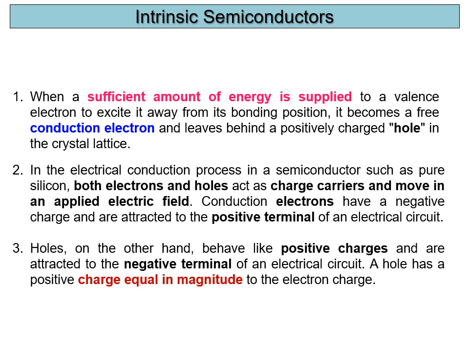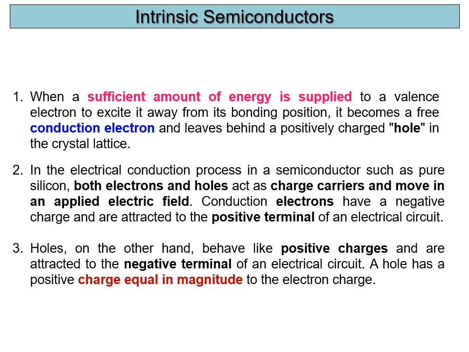When a sufficient amount of energy is supplied to a valence electron to excite it away from its bonding position, it becomes a free conduction electron and leaves behind a positively charged hole in the crystal lattice. In the electrical conduction process in a semiconductor such as pure silicon, both electrons and holes act as charge carriers and move in an applied electric field.